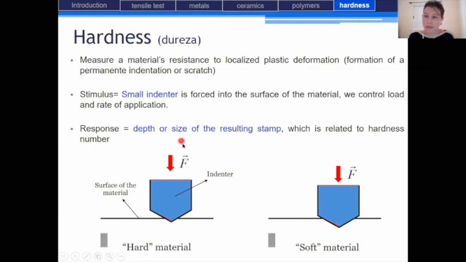of the resulting stamp. In a hard material, the penetration of the indenter into the material will be relatively low, and the diameter of the stamp will also be low. Whereas in the case of a soft material, the indenter will be able to penetrate more easily into the material, and the dimension of this stamp will be higher.